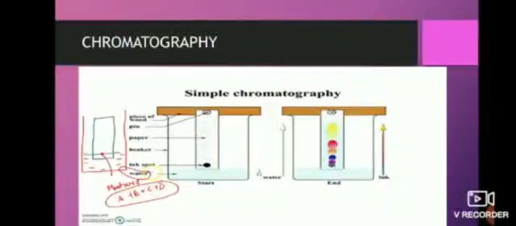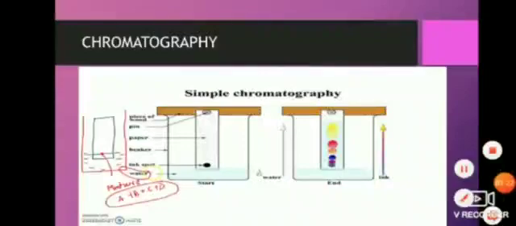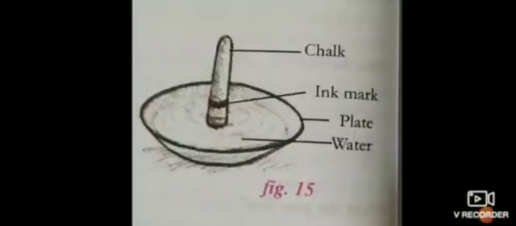A chalk with different colors. Now you can see here children. Let us start how to do this chromatography. For this you have to take a chalk with different colors. So the aim of this chromatography is to separate colors from a mixture of colors. Next, what do you need to do this activity? A stick of white chalk, ink, a plate, water.